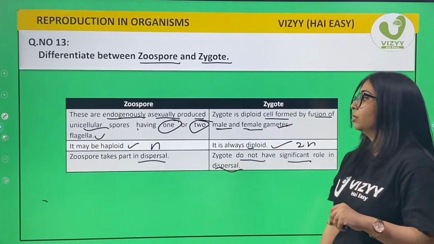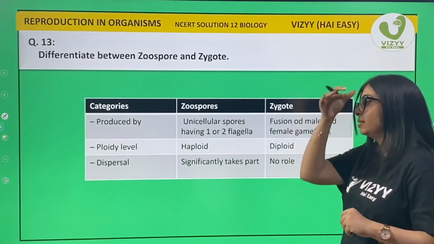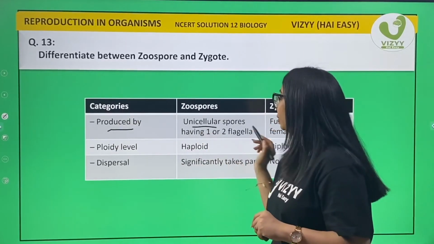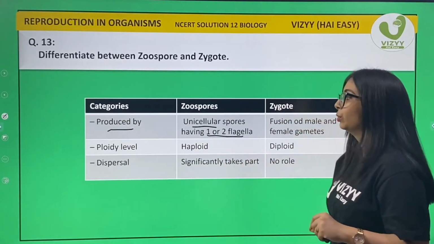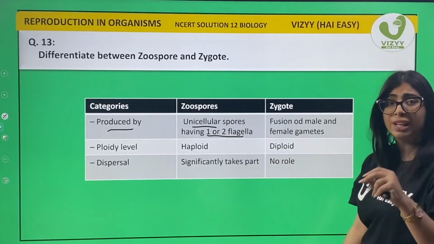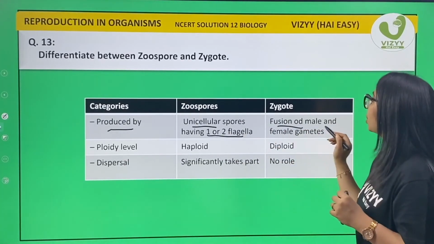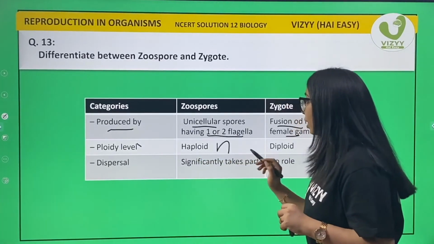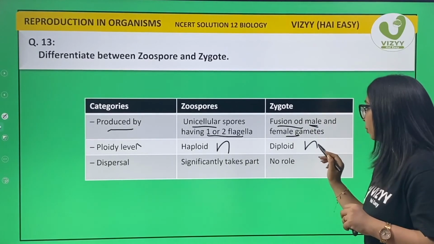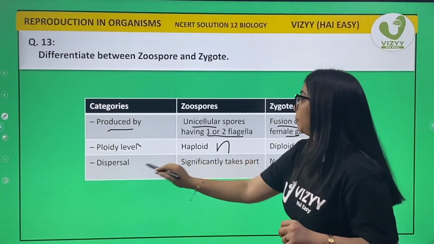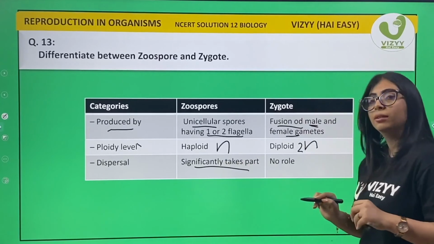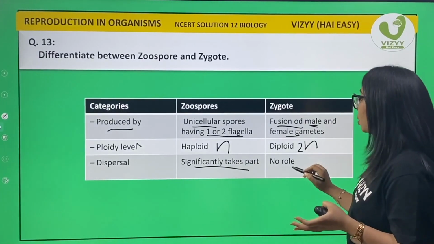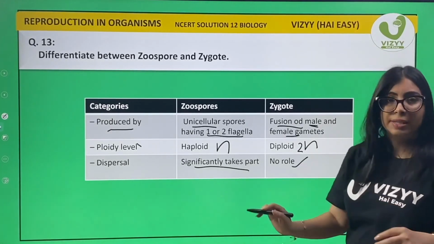Okay. So if we write it in categories, it would be like: produced by unicellular organism, unicellular spores having one or two flagella. Whereas what is a zygote? Fusion of male and female gametes. Ploidy level: zoospore is always haploid, whereas zygote is always diploid. Dispersal: zoospore is significantly taking part in the process of dispersal, whereas zygote has no role in dispersal. Okay.